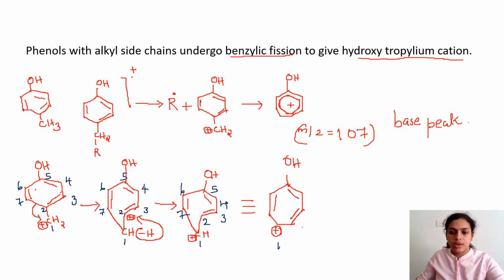Let me number 1, 2, 3, 4, 5, 6 and 7. Yeah, now this is perfectly all right. You can see that there is a double bond between the second and third carbon, between the fourth and fifth, and between the sixth and seventh carbon, and there is a positive charge on the first carbon atom. This is how the rearrangement takes place, and therefore this is the base peak, the most stable peak and the most abundant peak.